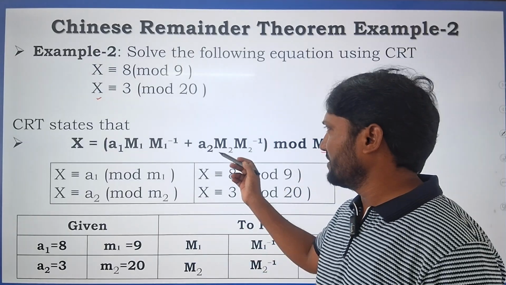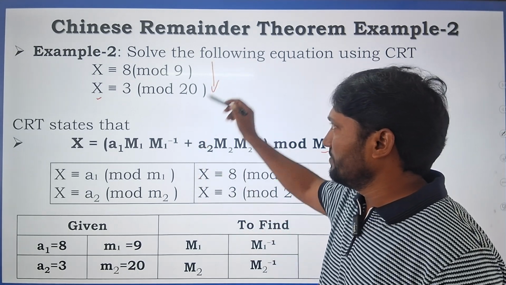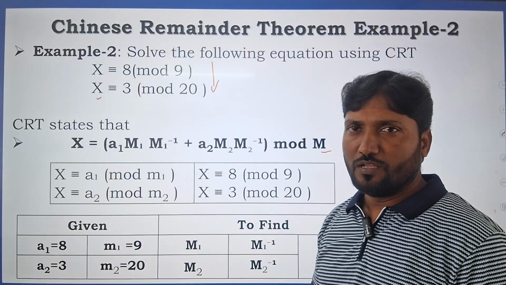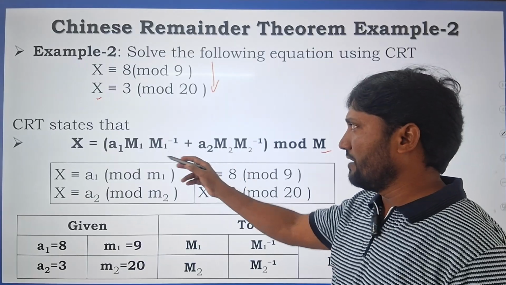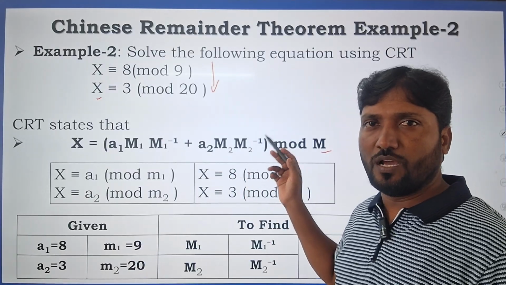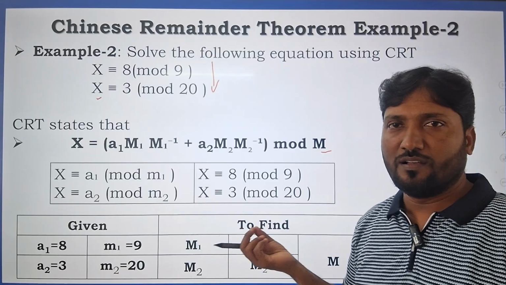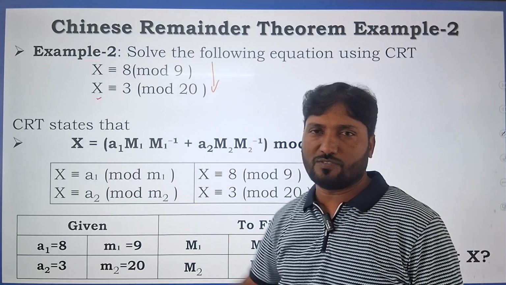Why do we take only two terms here? In the given problem we have only two equations, that's why we take only two. Suppose the given equations are 5, then we need to apply a1, a2, a3, a4, a5 up to a5. That is the simple unique solution by using the CRT to calculate the x value.